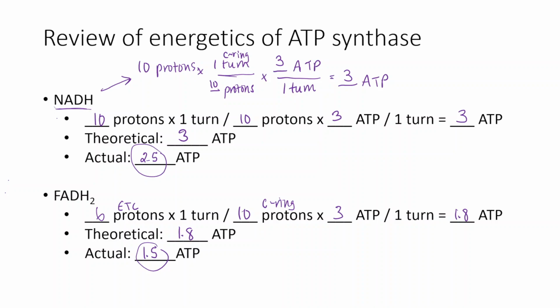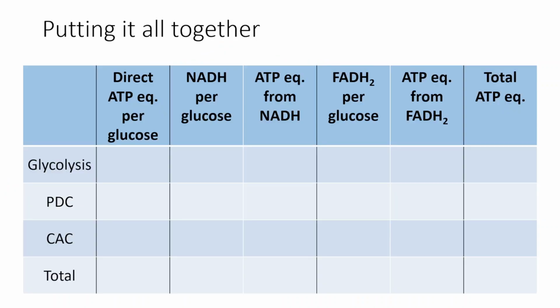Any other questions? All right, now it's time for more math. So we love a table. We have our three different catabolic processes: glycolysis, the PDC, and the CAC.